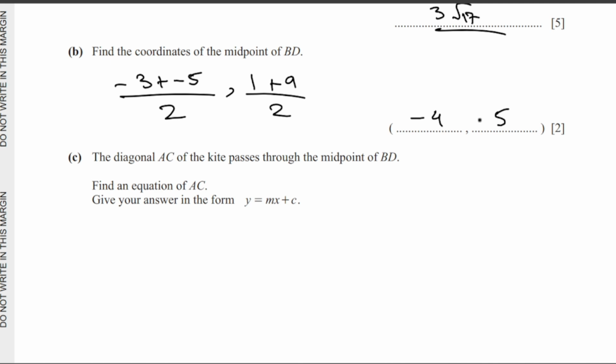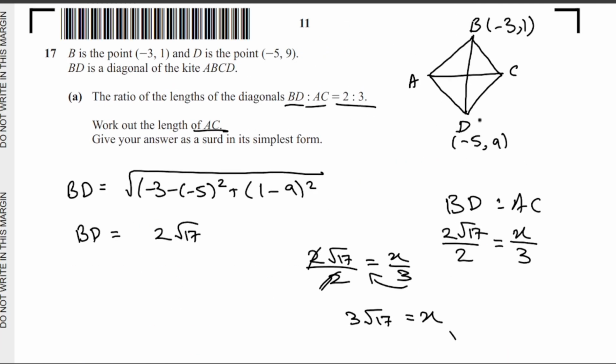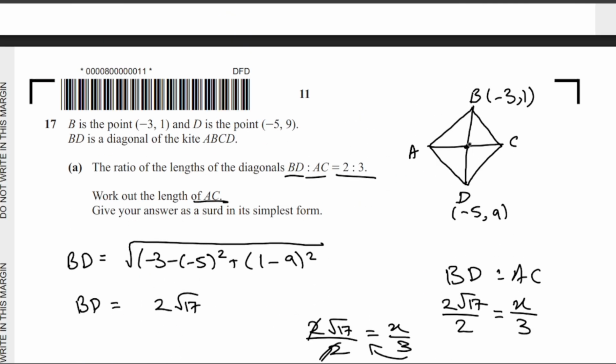Anyways, the diagonal AC of the kite passes through the midpoint of BD. Find an equation of AC. Give your answer in the form y equals mx plus c. All right, so now it says that this is the midpoint that we just calculated, which was negative 4, 5. And it says AC passes through this. So we need to find an equation for AC in the form y equals mx plus c.